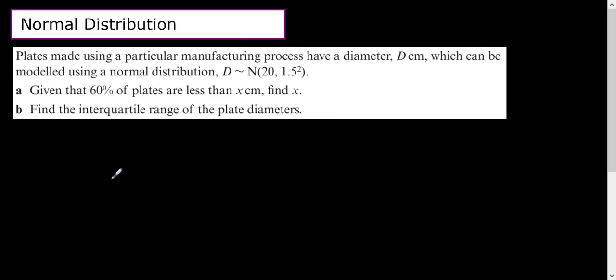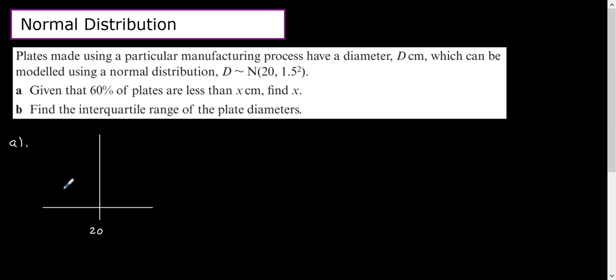So I'm moving on to the final example for this video. We'll have a look at this question. Plates made using a particular manufacturing process have a diameter d, which can be modeled using a normal distribution where d has a mean of 20 and a variance of 1.5 squared. Given that 60% of the plates are less than x, find x. So very similar to what we've just done. This time it's a wordy question. That is the only difference.